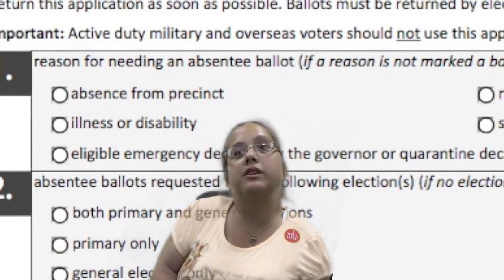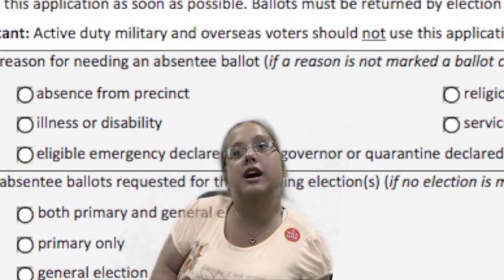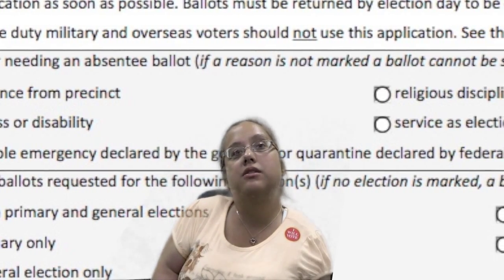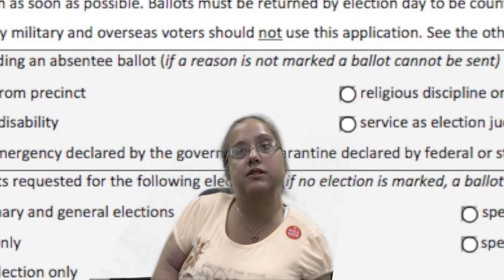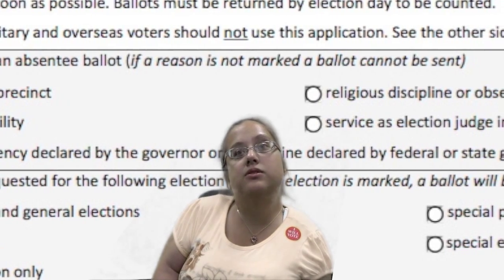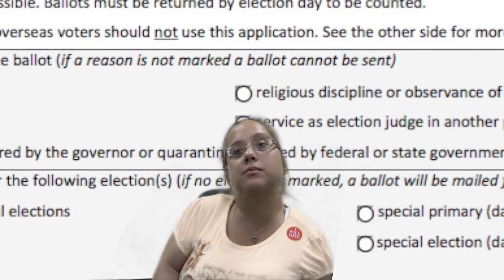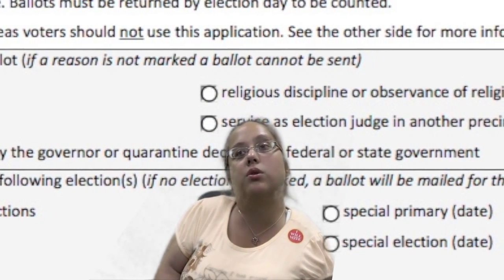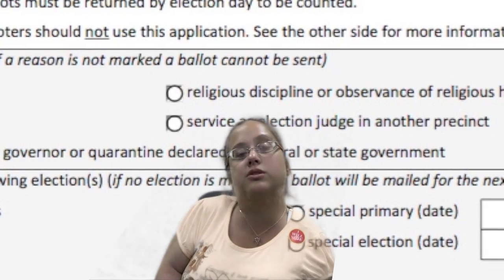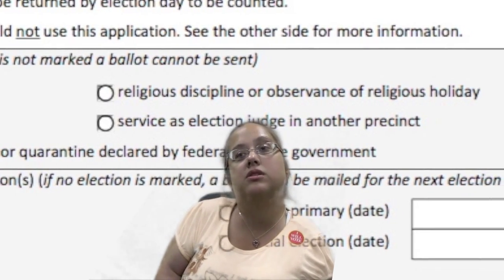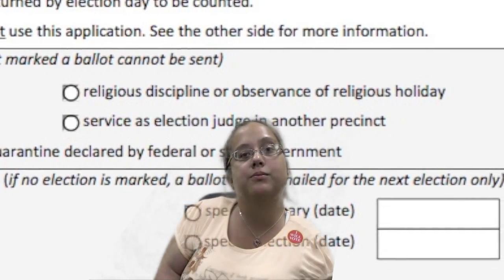Provide the reason that you need an absentee ballot. The options are absence from precinct, illness or disability, religious discipline or observance of religious holiday, service as election judge in another precinct, eligible emergency declared by the governor or quarantine declared by federal or state government. One reason is that you'll be out of town. Check the reason that applies to you.